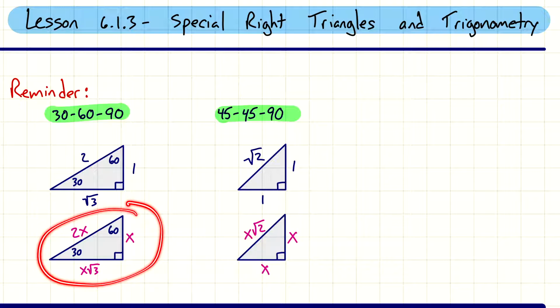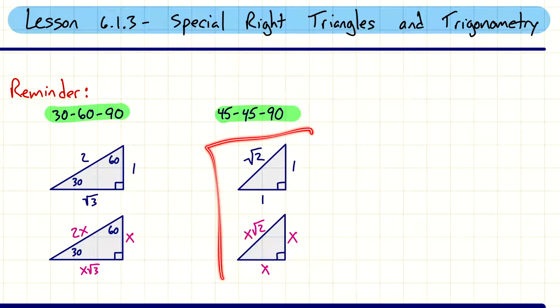In the general case, if the short leg is x, then we can easily determine the other two sides. The easiest is that if we double that measurement, it gives us the hypotenuse, and if we multiply the short leg by square root of 3, it gives us the long leg. So this is the general format, x really being the scale factor or zoom factor of the triangle.